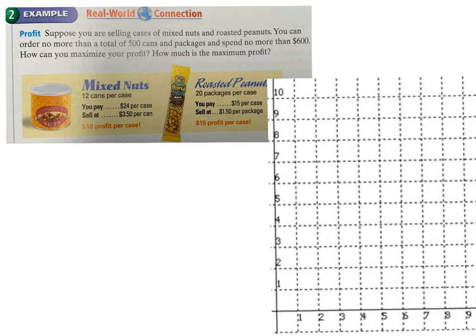This says, suppose you're selling cases of mixed nuts and roasted peanuts. You can order no more than a total of 500 cans and packages and spend no more than $600. How can you maximize your profit? How much is the maximum profit? All right, so let's look at this.